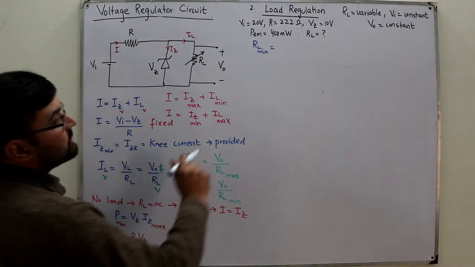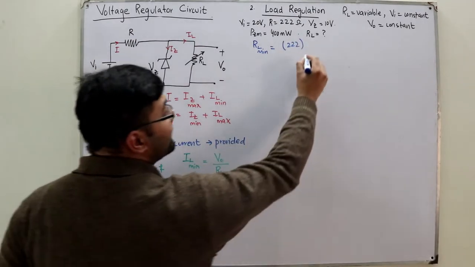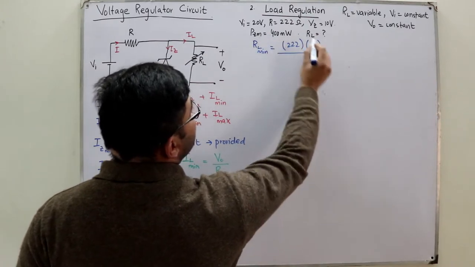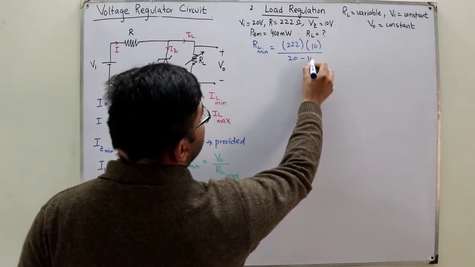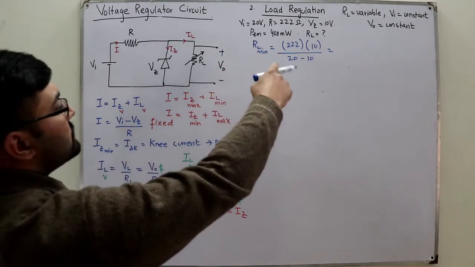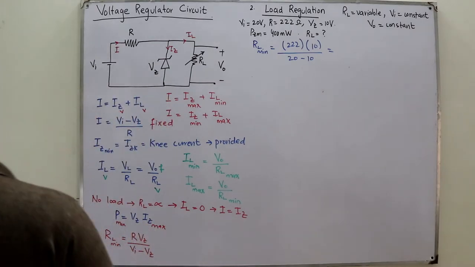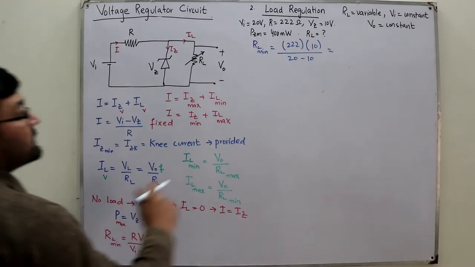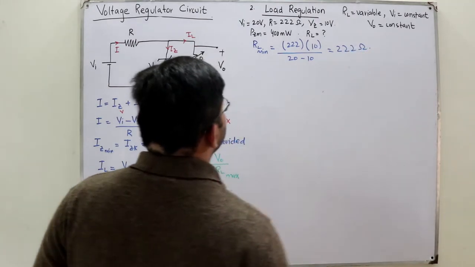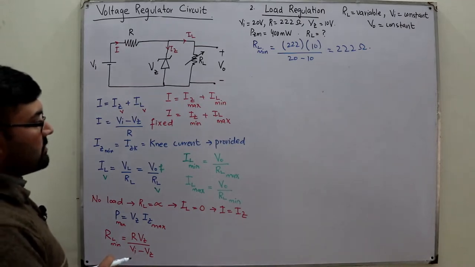So R is given, it's 222 ohms, into VZ, which is 10 volts, and then you have VI minus VZ, so it's 20 minus 10. So do the calculations. 2220 divided by 10, it's 222 again. So RL minimum comes out to be 222 ohms.